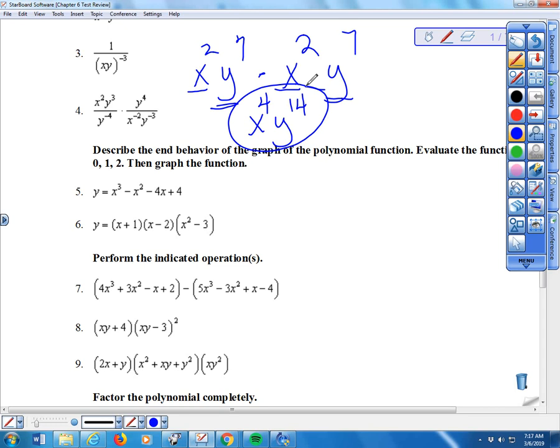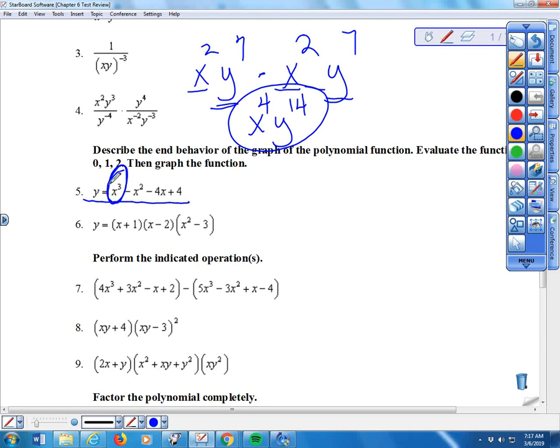Okay, this problem says describe the end behavior of the graph of the polynomial function, then evaluate it at negative 2, negative 1, 0, 1, and 2, and then graph that using those 5 points. So when I look at this function, the leading term is what I evaluate for end behavior.